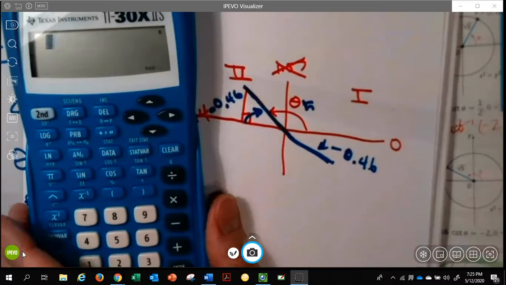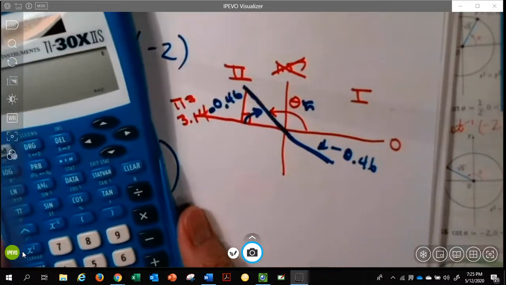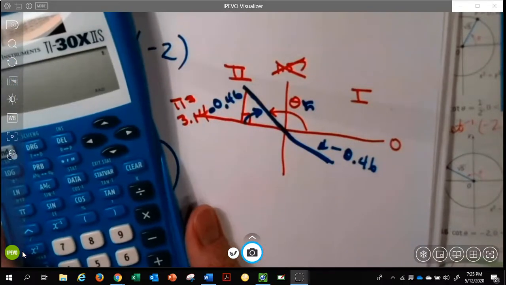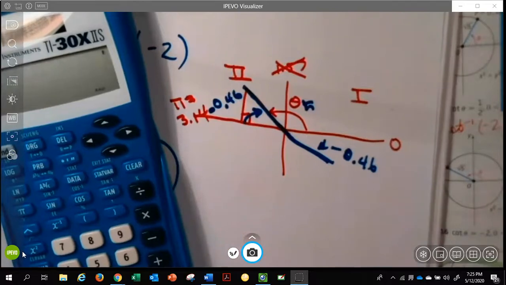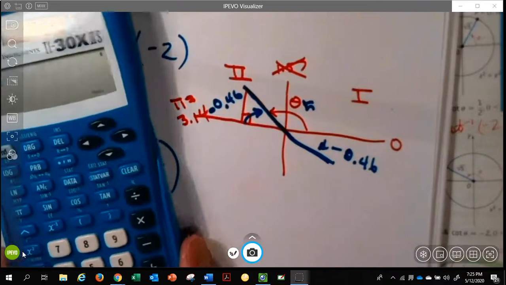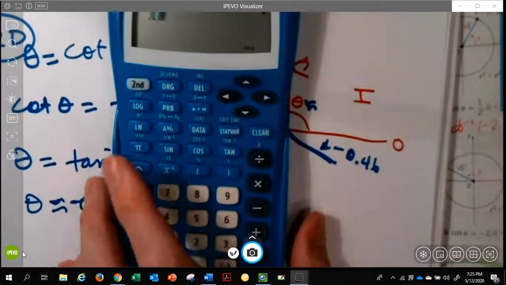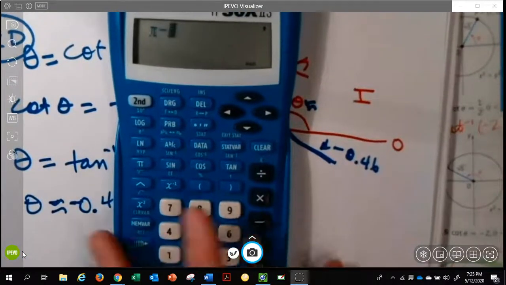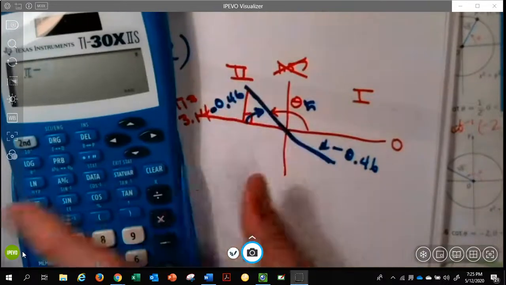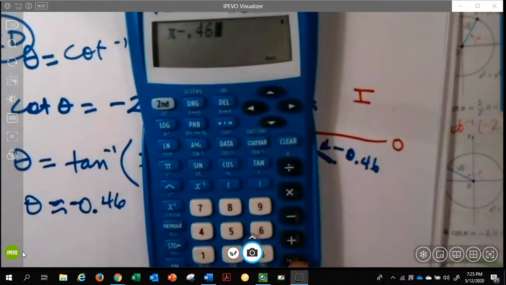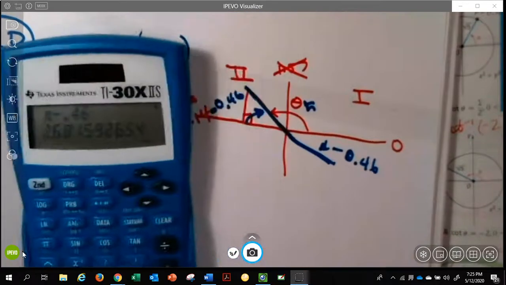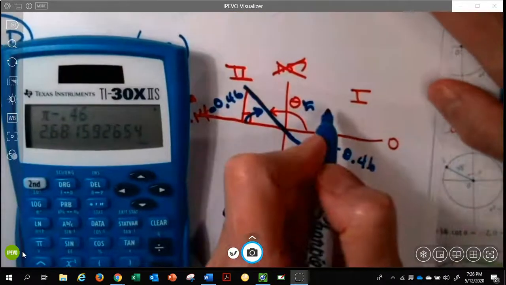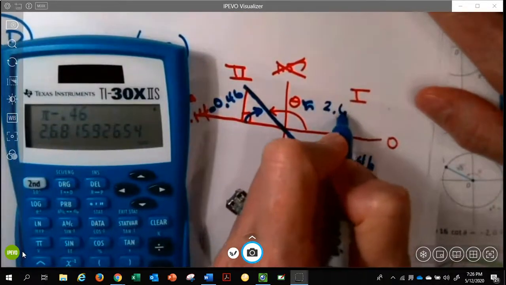And this is where our approximations are going to possibly vary if we don't nail down some rules. It's going to depend on what MyLab Math wants, whatever the book wants. I'm going to go ahead and punch pi, and I'm going to tell it to take off this little piece of angle, this 0.46, and hit enter. And when I do, the angle I'm getting is about 2.68.